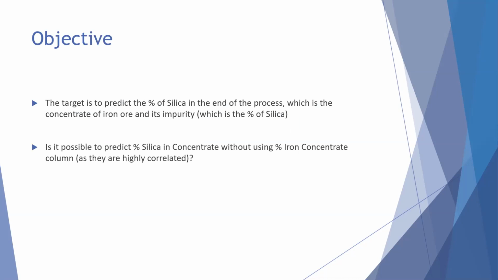There were two basic objectives. The first target was to predict the percentage of silica at the end of the process, and the second was to find out whether it is possible to predict the percentage of silica concentrate without using the iron concentrate column. The iron concentrate column is also there in the data set, so without using that, can we still find out the percentage of silica? These were the two objectives.